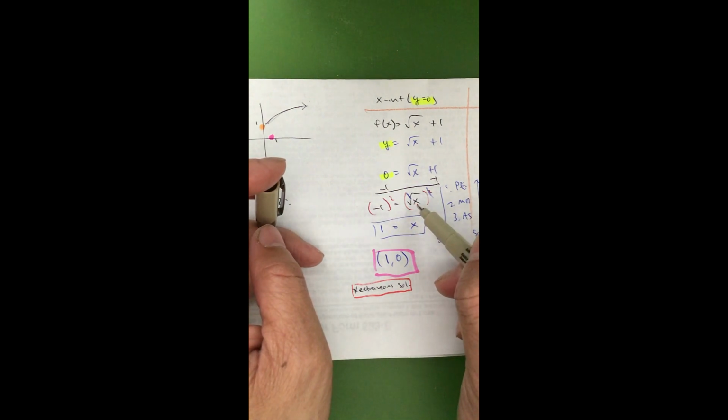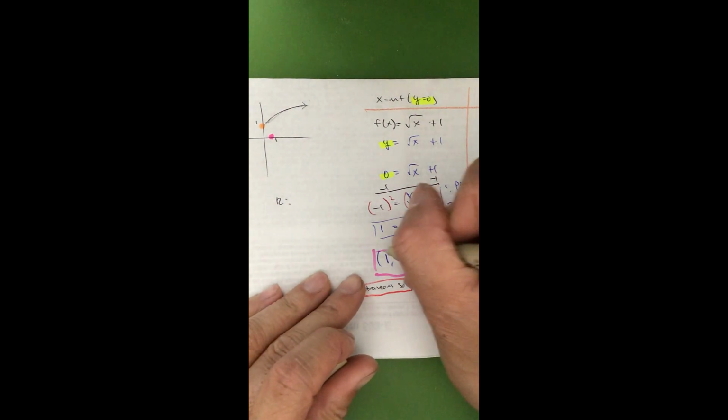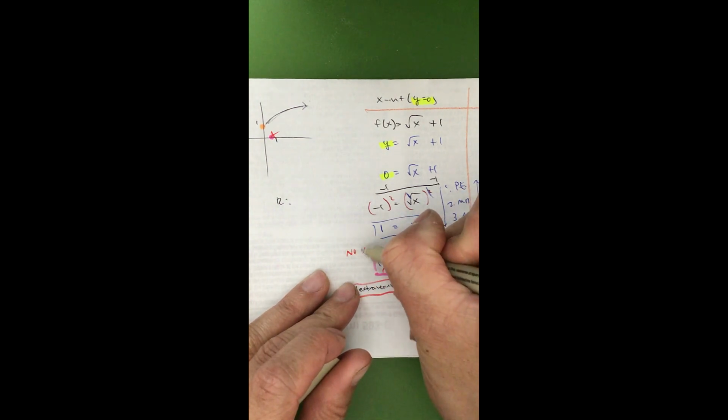Can we put 1 back in there? Will that make sense? And it doesn't. So that means that there is no x-intercept. Okay, so definitely check for your extraneous solutions. That's just checking your answer.